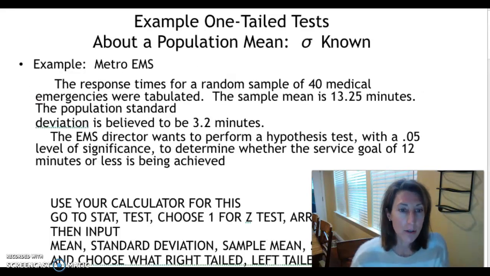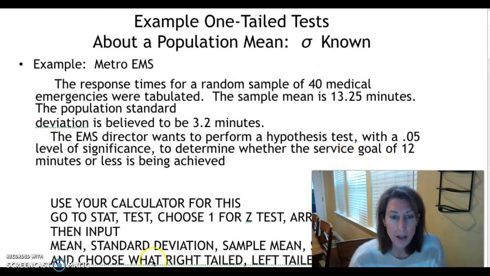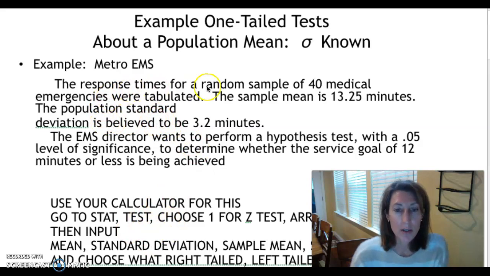Okay, let's go through an example. So I've got some calculator things here. Let's read the example first. The response time for a random sample of 40 medical emergencies were tabulated. The sample mean is 13.25 minutes. The population standard deviation is believed to be 3.2 minutes. So we want to perform a hypothesis test with the significance level of 0.05. There's our alpha. And we're going to determine whether the service goal of 12 minutes or less is being achieved.